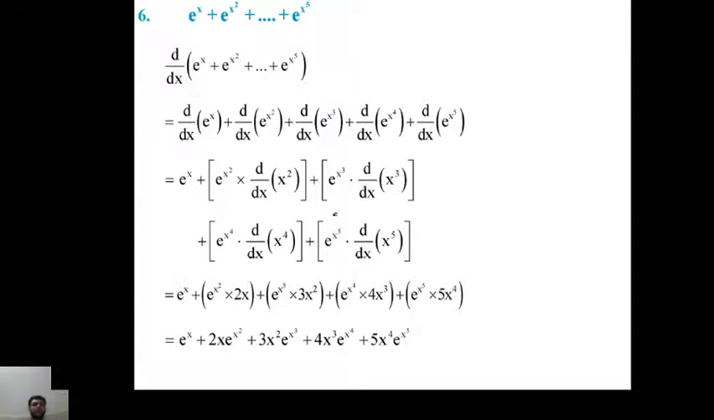Next, question number 6. d by dx of e raised to x plus e raised to x square plus e raised to x cube plus e raised to x raised to 4 plus e raised to x raised to 5.